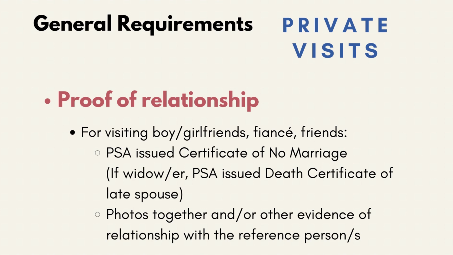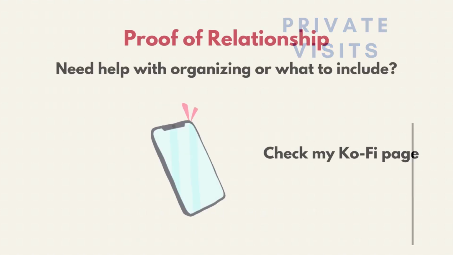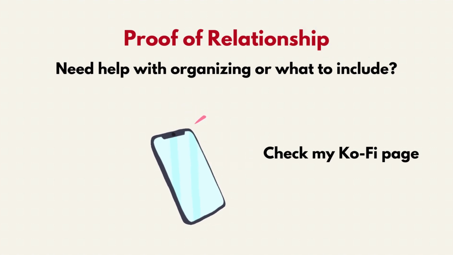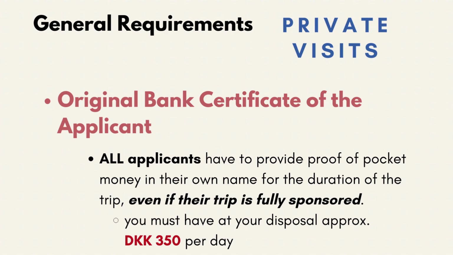If you need help on how to document your proof of relationship, then go to my Coffee page and look for the specific post on proof of relationship there. Next, as proof of your own economic means, the applicant, even if he or she is sponsored, must be able to provide his or her own bank certificate and bank statements.